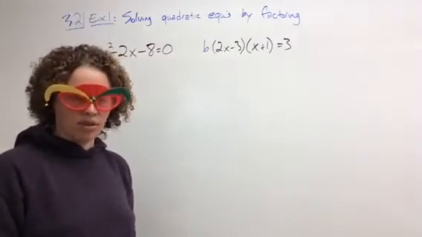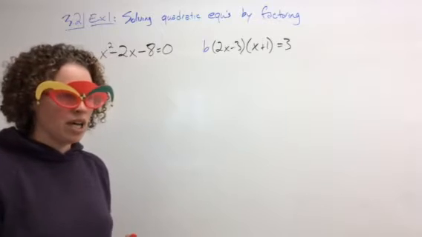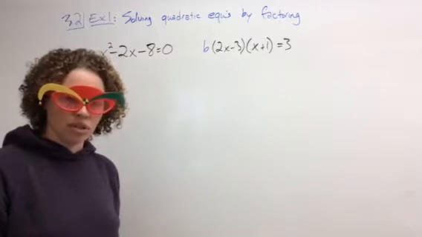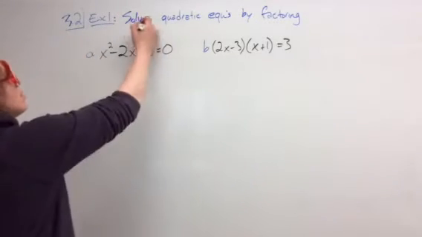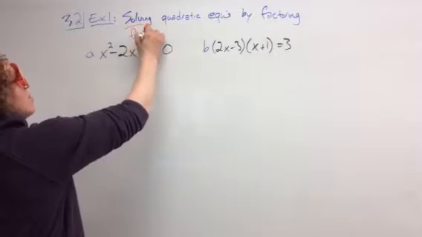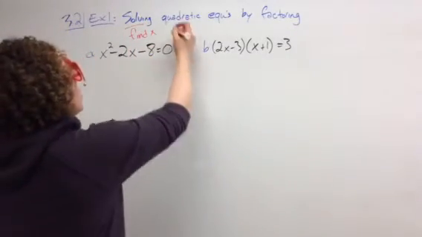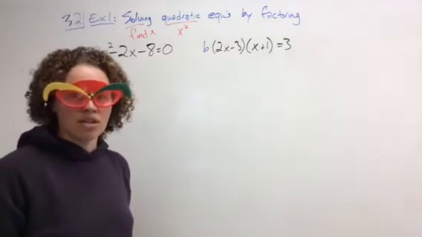So now we're on to solving quadratic equations by factoring. And there's a couple of words in there that we need to look at before we actually do the question. Solving means find x. So you're finding out what number x is going to be. A quadratic equation is one that has x squared as the highest degree.